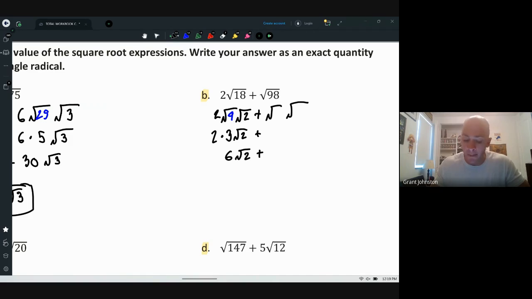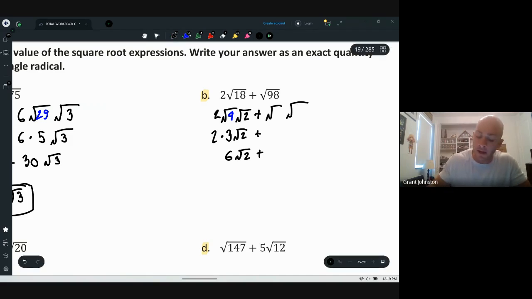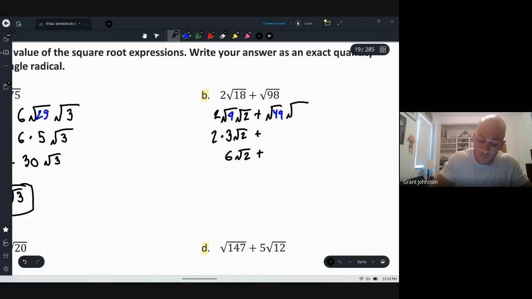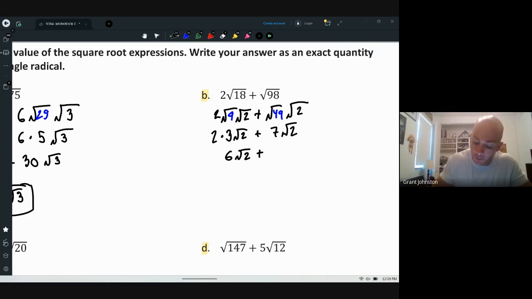The root 98, the biggest perfect square that goes into 98, I believe, is 49. 49 times 2 is 98, so this is going to be 7 root 2. There's no coefficient on that one, so I'm just going to drop it down. 7 root 2. So 6 root 2 plus 7 root 2 is 13 root 2.